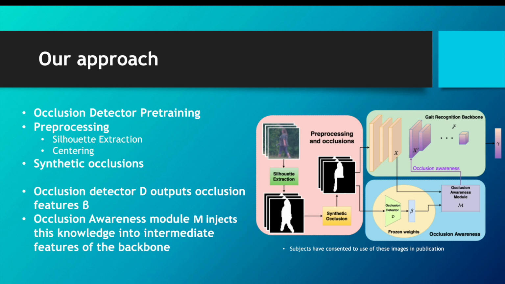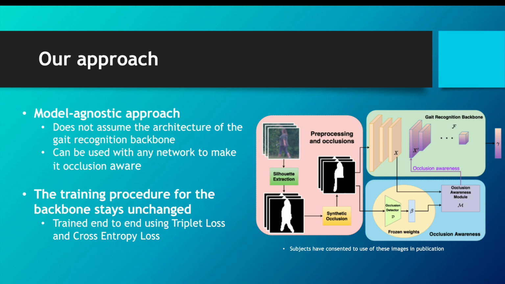When we insert X prime back into the backbone, the subsequent layers of the backbone and finally the gait signature also become occlusion aware. Occlusion awareness is visualized here by the color purple. So yeah, occlusion awareness module M inserts occlusion awareness into the backbone. And this approach is model agnostic, as in we don't make any assumptions about the architecture of the backbone, so it can be used with any network, and the training procedure of the backbone stays unchanged. So whatever original settings have been designed for the backbone, we use the same settings. Anyway, we are not training the occlusion detector.